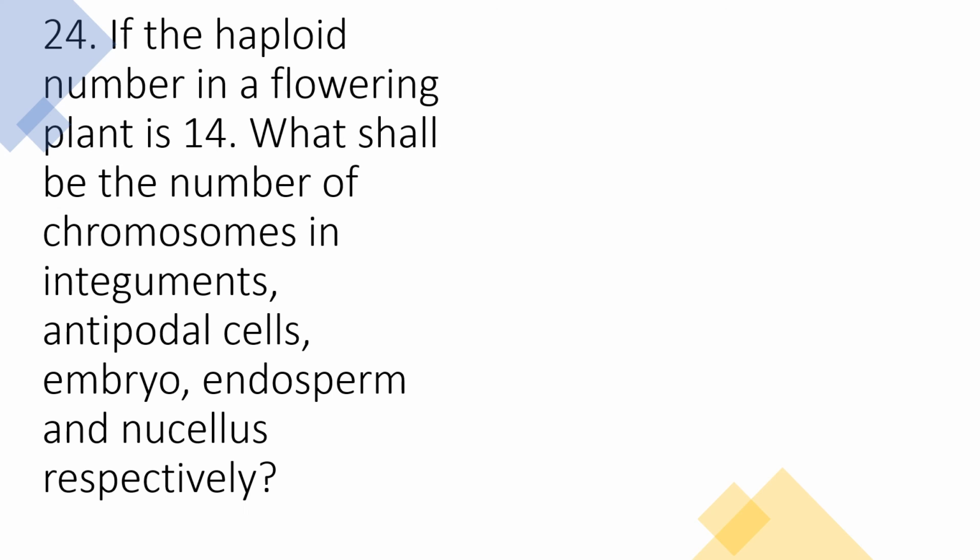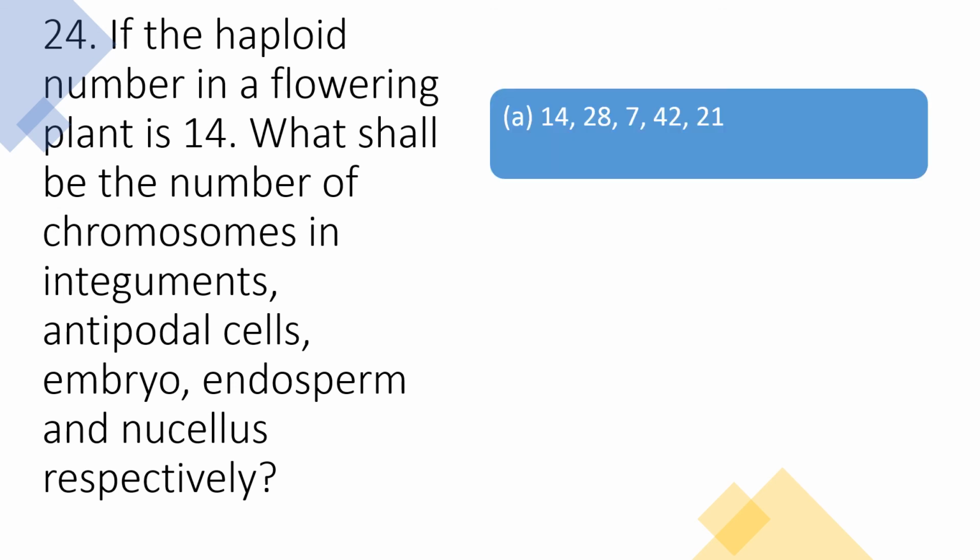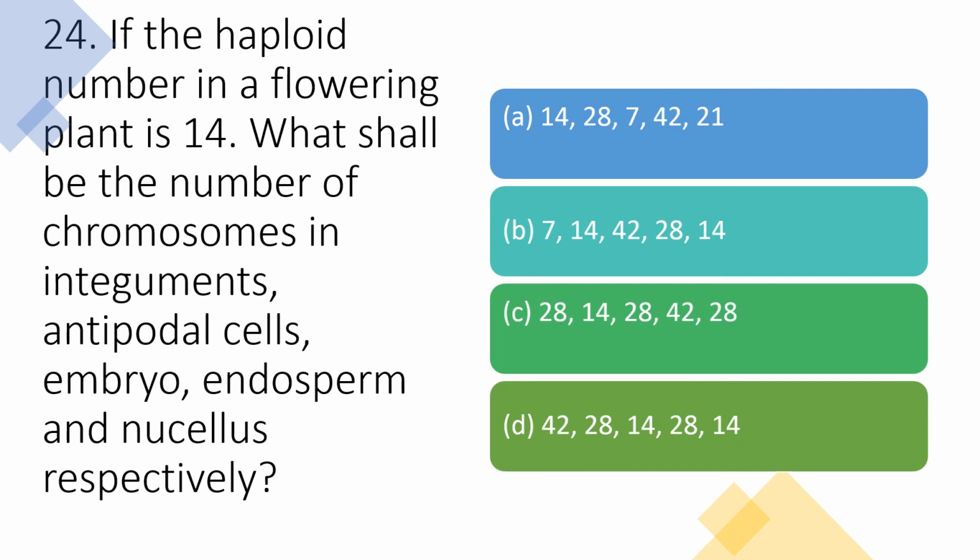Coming to question number 24. If the haploid number in a flowering plant is 14, what shall be the number of chromosomes in integuments, antipodal cells, embryo, endosperm, and nucellus respectively? And the options are given here. Read the question once again. If the haploid number in a flowering plant is 14, means n is 14, but normally the flowering plant is diploid in nature, means here the plant has 28 chromosomes. What shall be the number of chromosomes in integument, antipodal, embryo, endosperm, and nucellus?